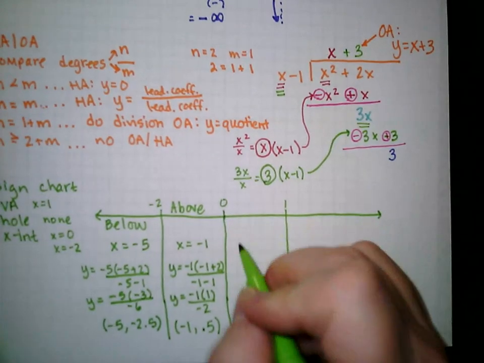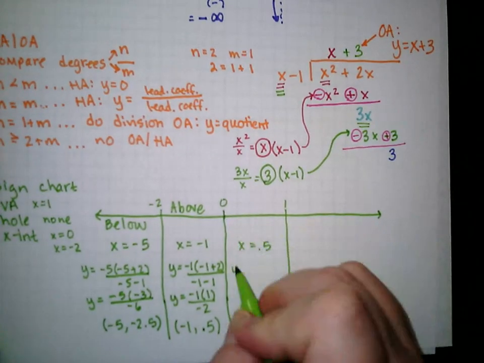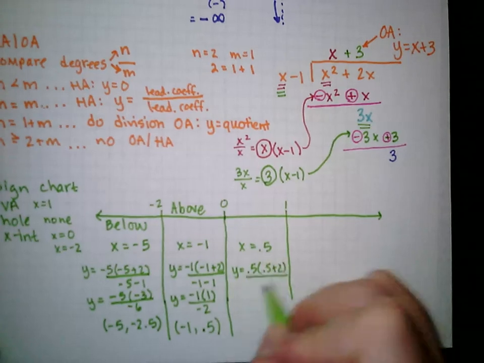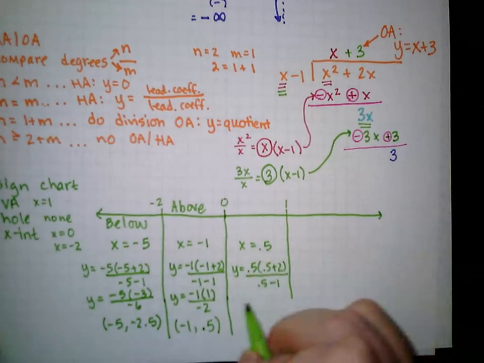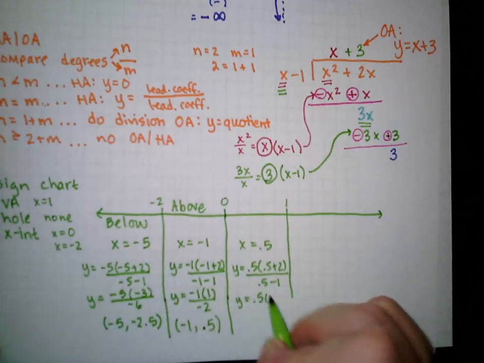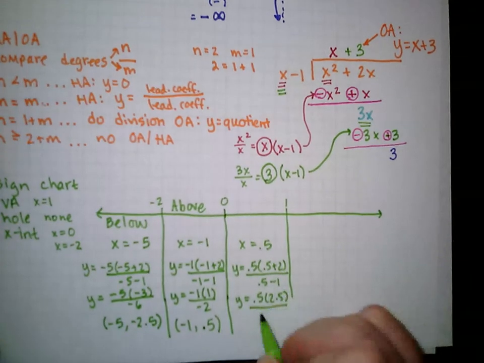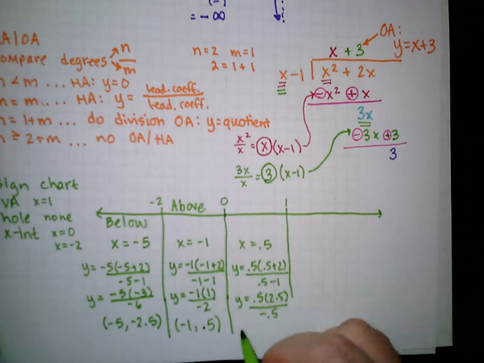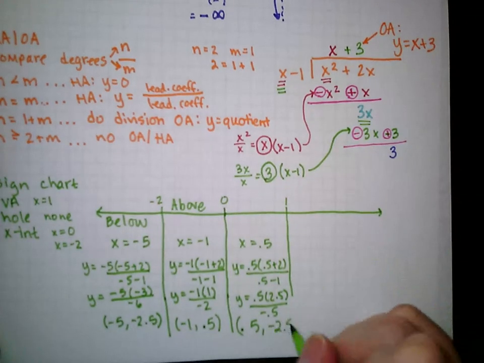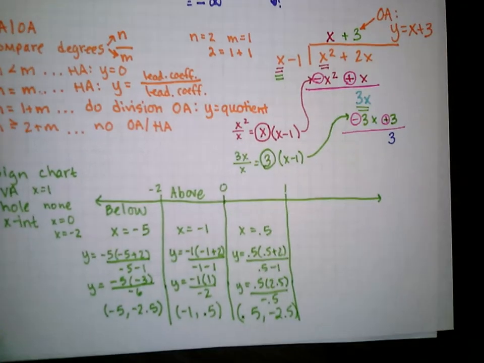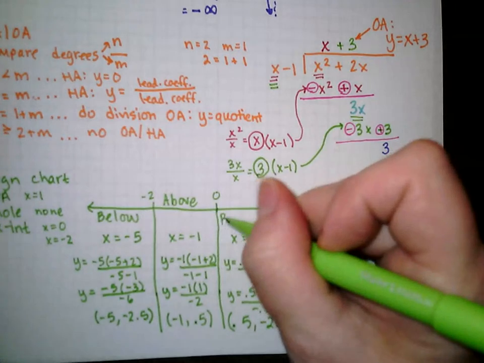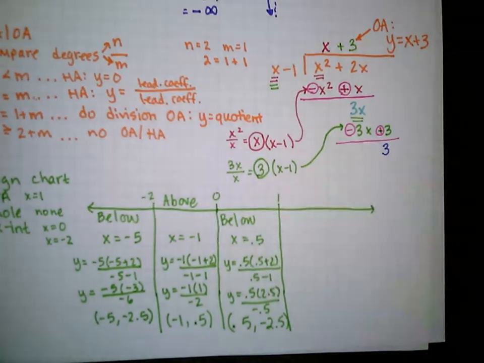And then between 0 and 1, how about 0.5? So y will be 0.5 times 0.5 plus 2 over 0.5 minus 1. So that is 0.5 times 2.5 divided by -0.5. So that's going to give me the ordered pair, 0.5, -2.5. And that also means that it's below because the y value was negative.